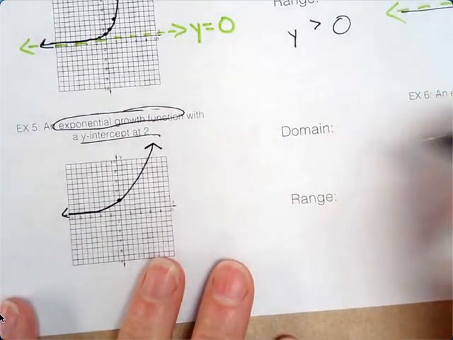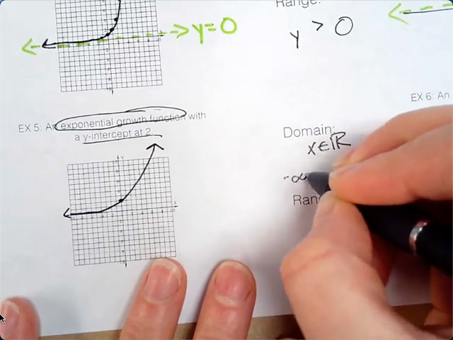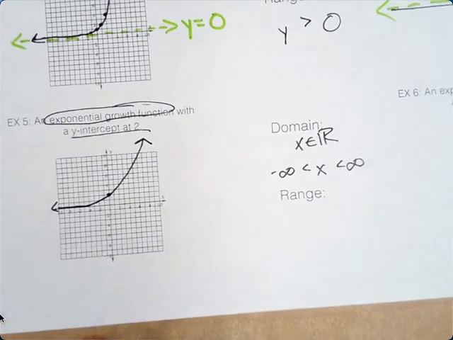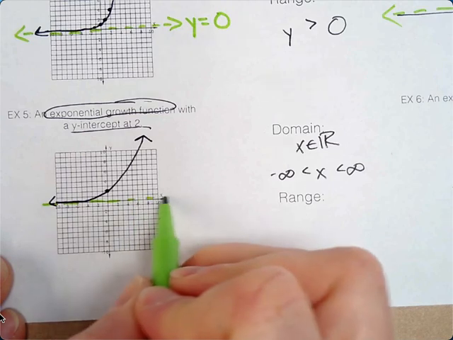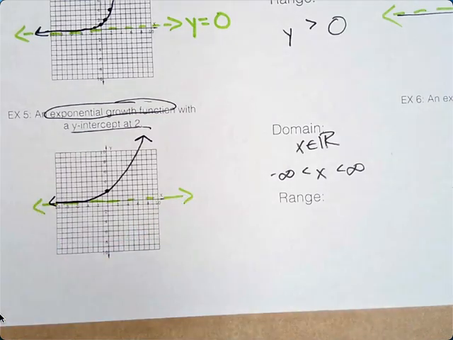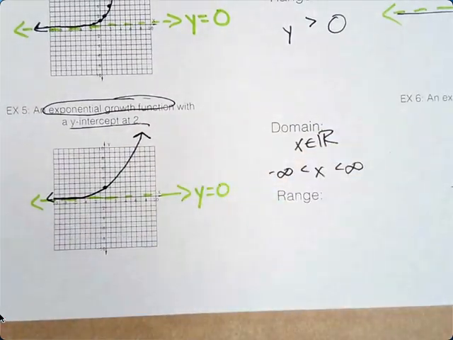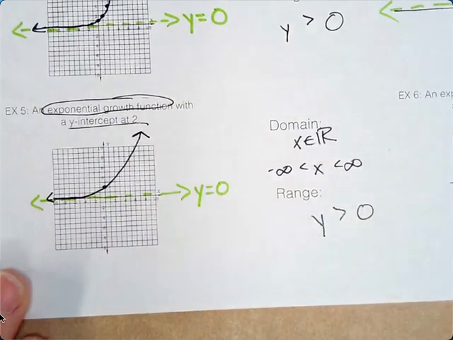So the domain is going to be all real numbers again. And then the range, y equals 0. The range is going to be where y has to be greater than 0.